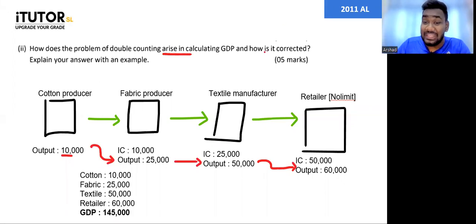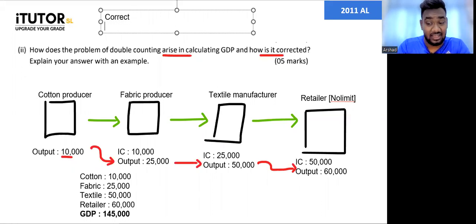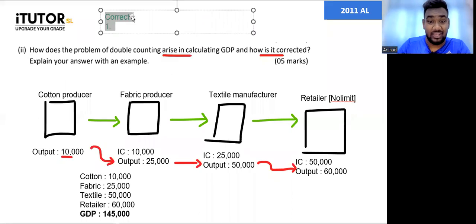So how can it be corrected? What are the two approaches, guys, to correct this? I'll put this on top. How can you correct the double counting error? There are two ways. How many of you all remember this? What are the two ways of correcting the double counting error? So one way to correct this is we use the final product approach.